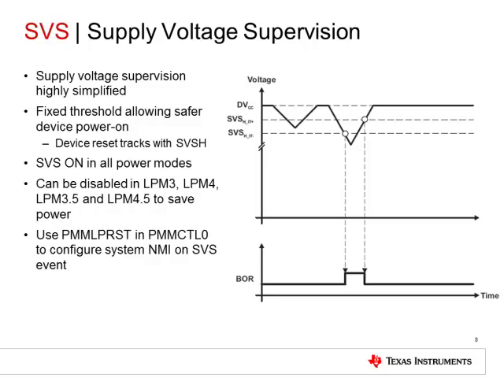In this case, the device fires a system non-maskable interrupt instead of issuing a reset. This allows the application to safely turn off critical tasks, block IOs, and disable the SVS to further save power before entering LPM4.5, ensuring optimized usage of the remaining battery power.